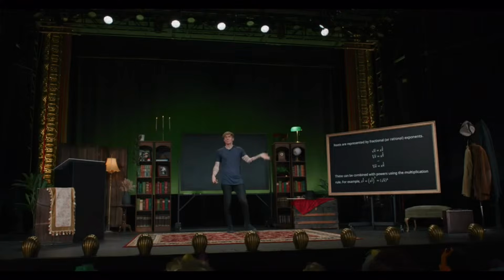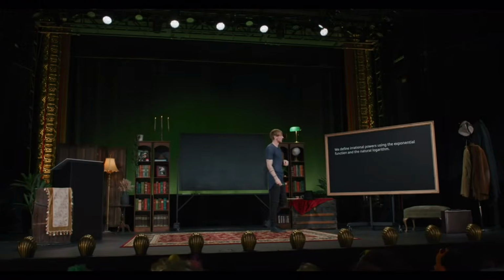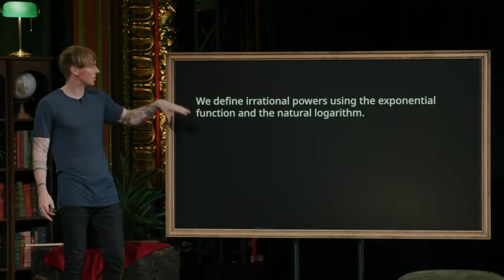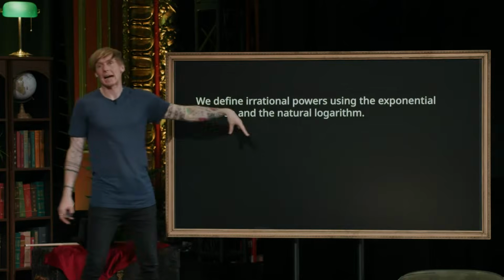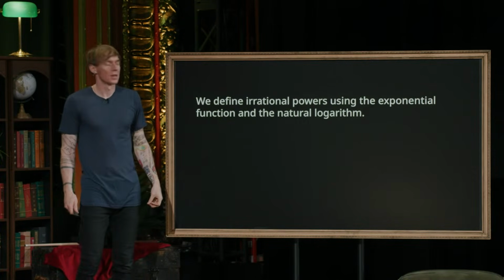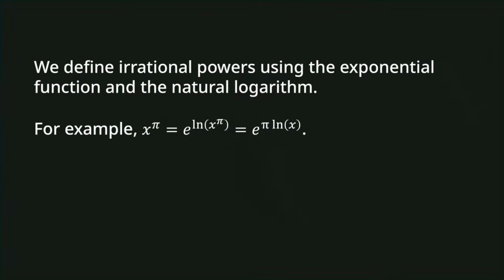But what if we have an irrational number, a number that cannot be written as a fraction? So there's a very clever way that we deal with this, and that's using logarithms. So it's bringing together those topics. So we define irrational powers using the exponential function and the natural logarithm. So for example, if I wanted to work out x to the power pi, so pi being an irrational number, 3.14... going on forever and related to circles. So I want to work out x to the power pi, an irrational power.